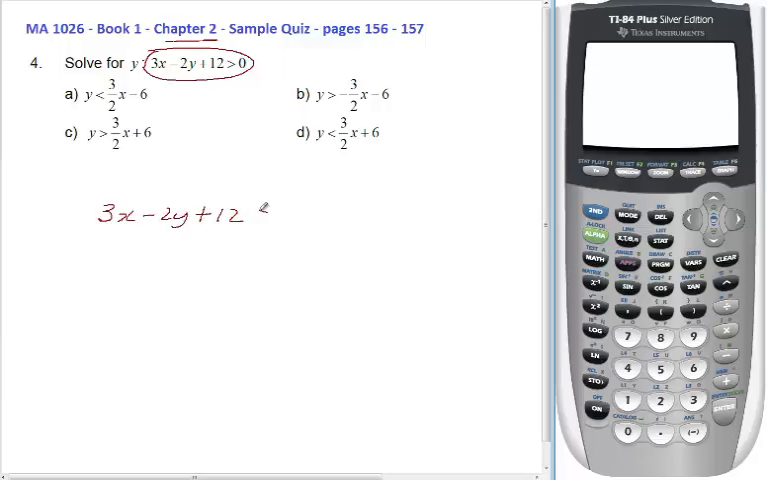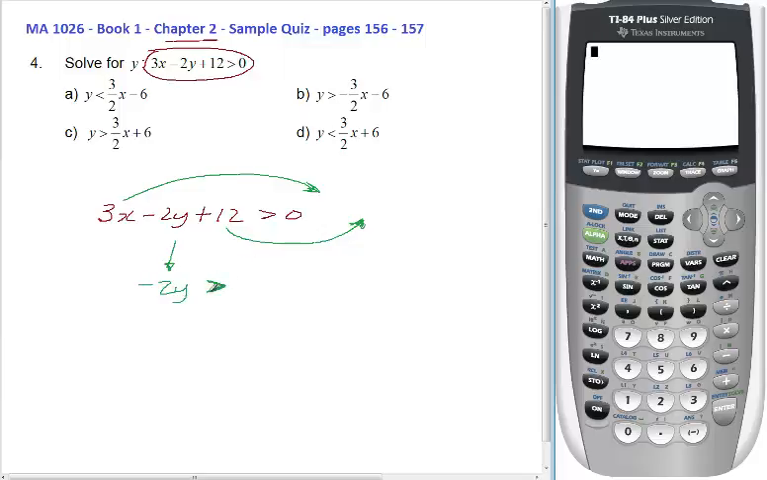Isolating y means we have to move the 3x over to the other side, or subtract 3x from both sides, as well as move the 12 over to this side. That's the very first thing. We divide last, right? So you always move the other terms to the other side first. The negative 2y stays on this side, no change.